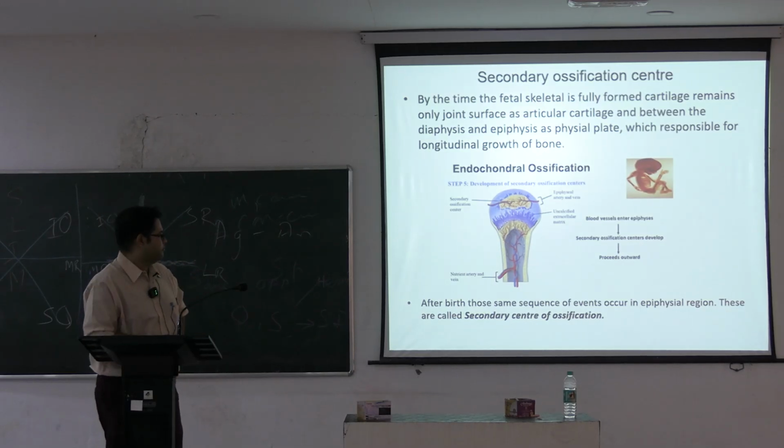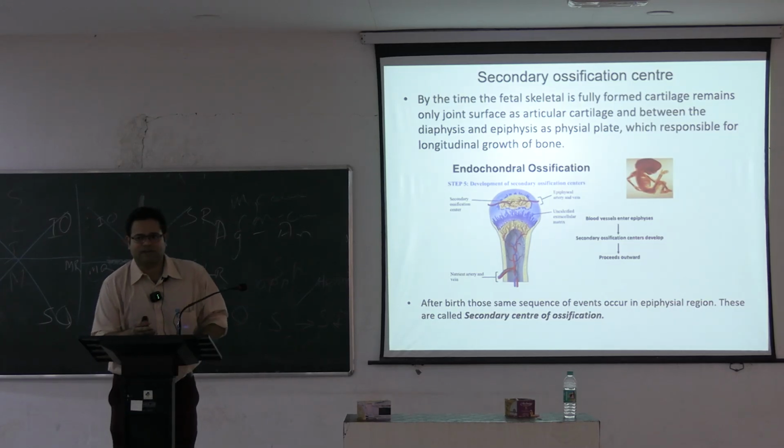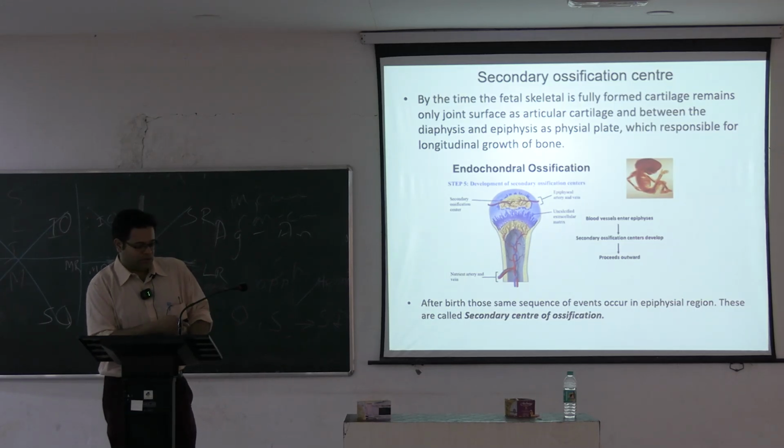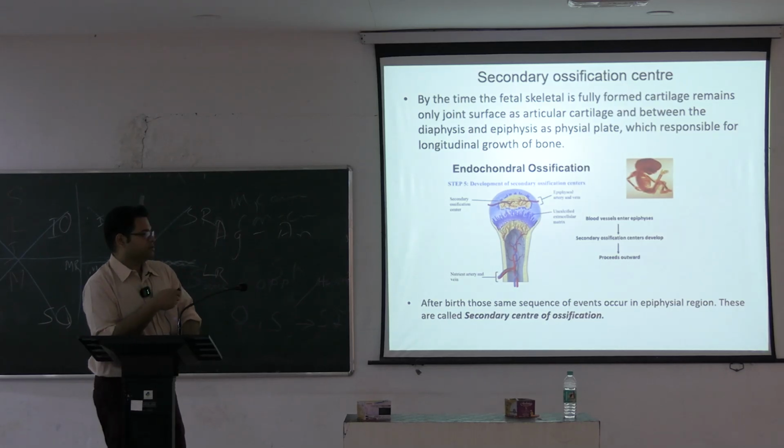How does an X-ray look? I don't have a picture of an X-ray here right now, but you have seen in a child's X-ray, like there's a bone, and if you see a radius, for example, there will be a bone, and after that there will be a black space, and then another thin layer of bone. So what is that black space? That space is the physeal plate.